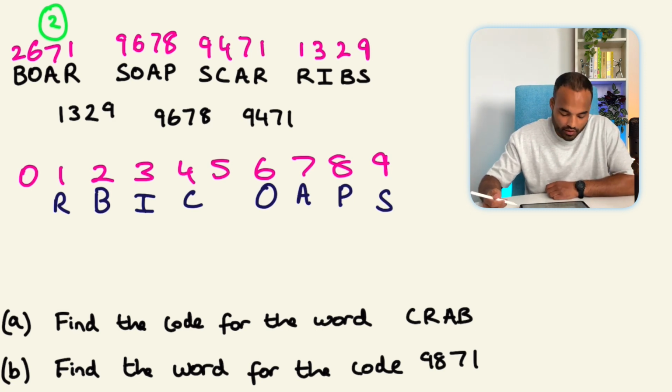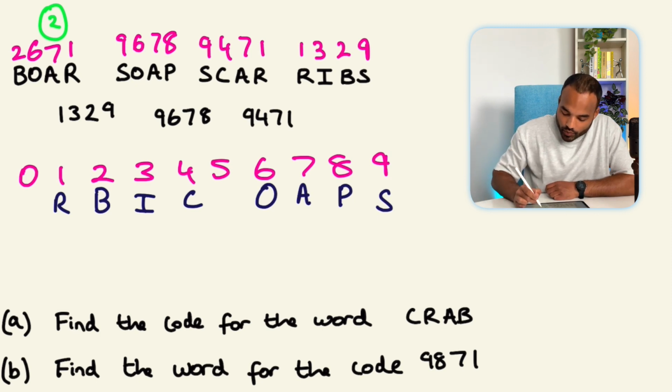Let's take a look at the questions. So the first question, find the code for the word crab. So C we know is 4, R we know is 1, A we know is 7, and B we know is 2.